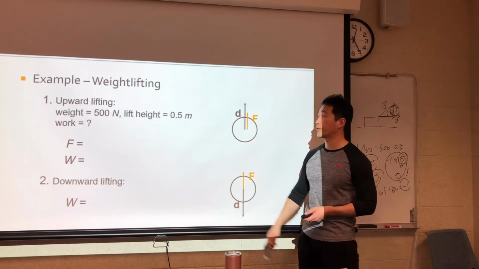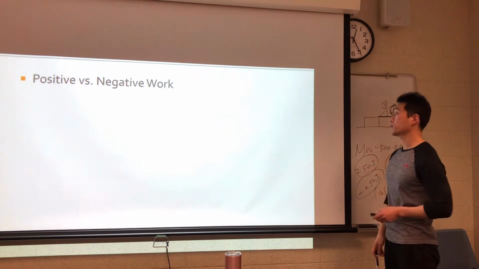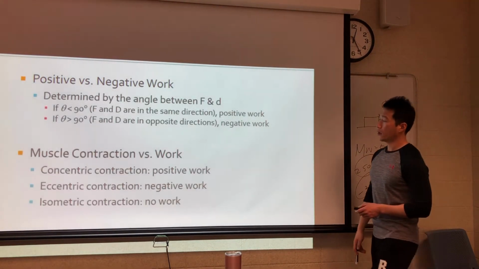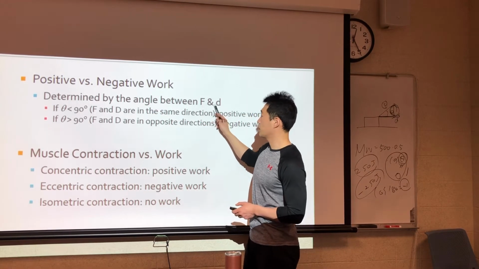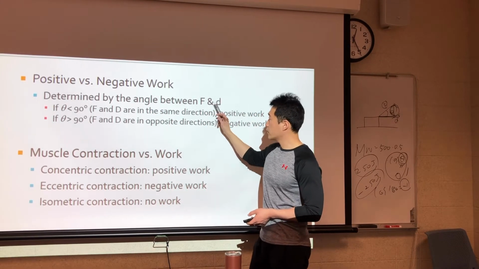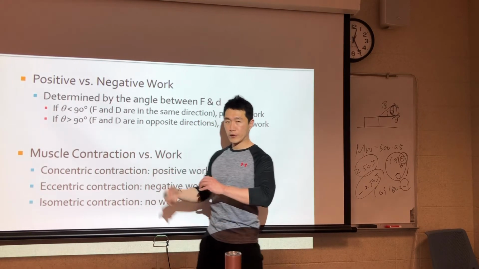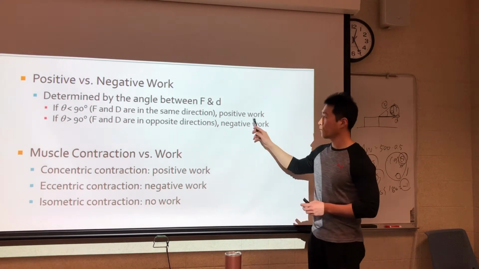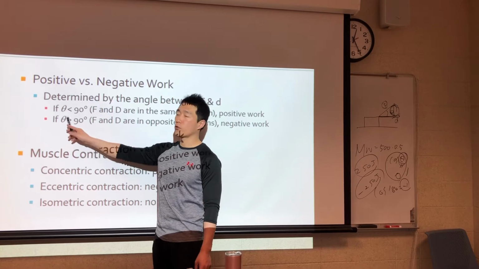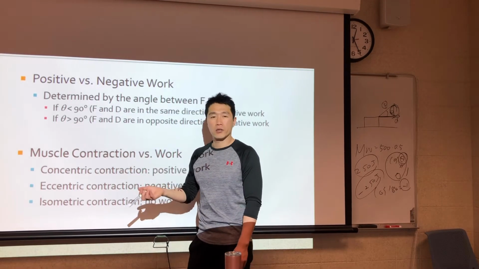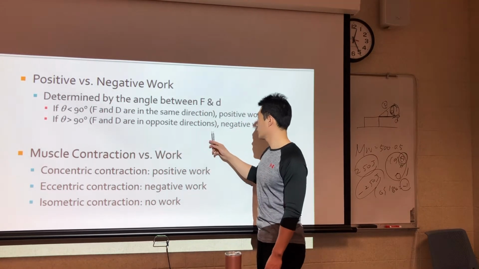Although this is a scalar quantity, you can get positive or negative work, as I mentioned. You determine it by the angle between force and displacement. If this angle is less than 90 degrees, which means force and displacement are in the same direction, we get positive work. But if this angle is larger than 90 degrees, for example 100 or 120 degrees, then these two are in the opposite direction, so negative work.